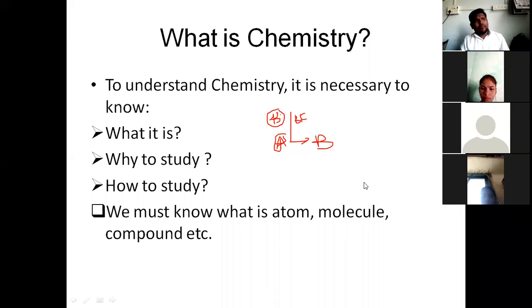Then in everyday life, when you wake up in the morning, you start brushing. In brushing, there is a toothpaste. The toothpaste is nothing but a chemical compound. There are various compound molecules in the paste. Also, you use the toothbrush. The brush is a plastic polymer. This polymer is part of chemistry.